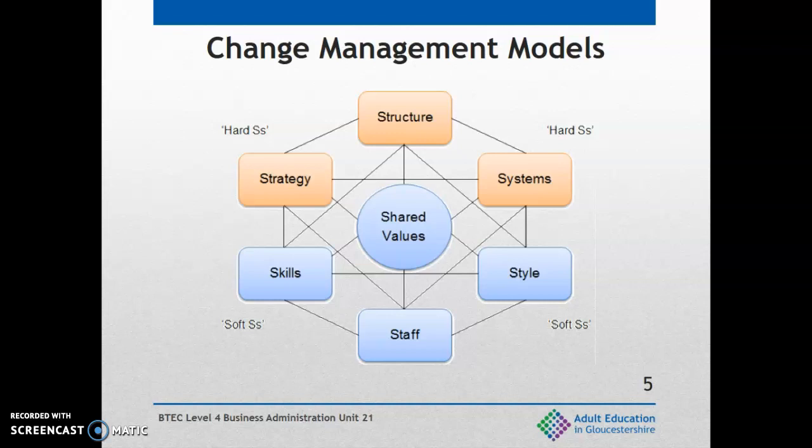But the key thing to this is the shared values. The shared values sit across all 7 of the hard S and the soft S elements of the model. They're the core values of the organisation, shown in its corporate culture and its general work ethic. They're called the goals within where the model was first developed, and it interlinks strategy, structure, systems, skills, style, and staff, the hard and the soft S's.